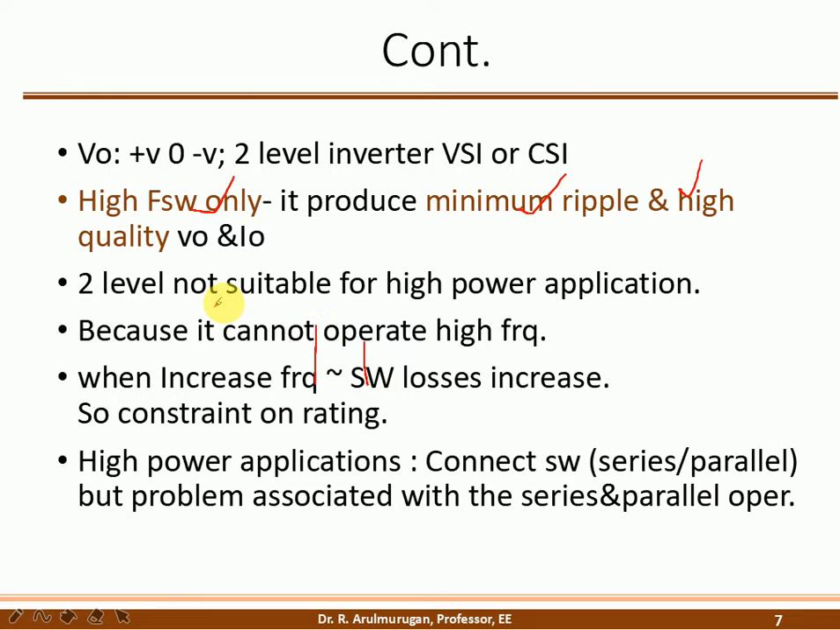Okay, so we do not use a two level inverter for high frequency. If we use high frequency, switching losses also increase. Due to this constraint, we stop using a two level inverter at high frequency. Okay, for high power application, why will you use a multi-level inverter? You use a number of switches connected in series. If you try a single phase, two level inverter with series and parallel connection, what is the problem that comes? Series connection has an associated problem. So that is a problem again.